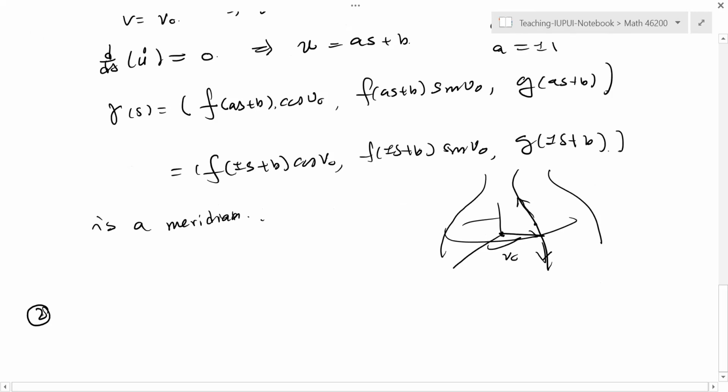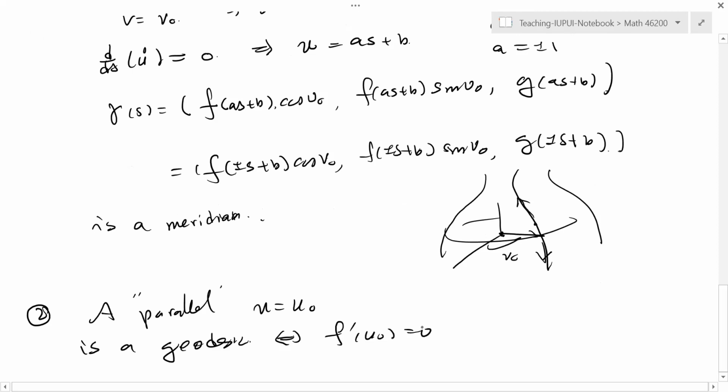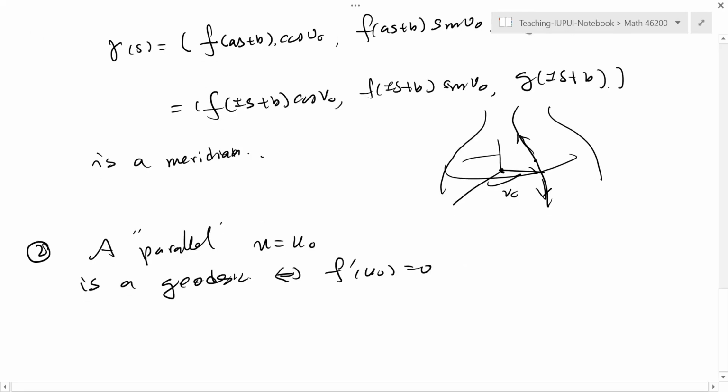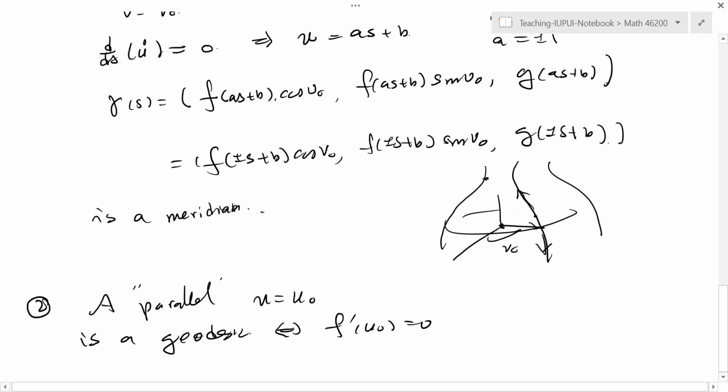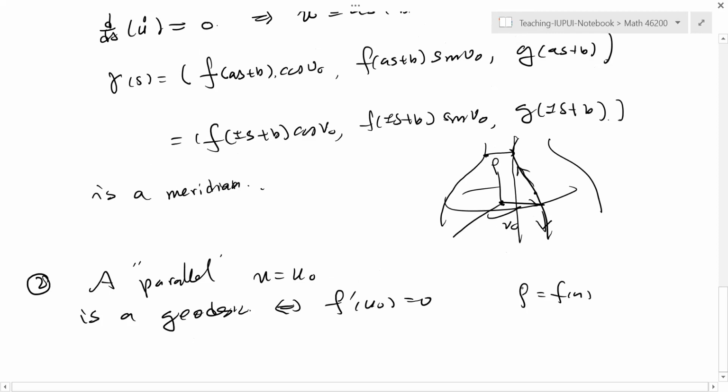Second, a parallel, where u equals u0, is a geodesic if and only if f prime of u0 is 0. To see that, let's understand the geometric meaning. Remember the distance from that point to the axis is rho, and rho is going to be f of u, right? So as long as u0 is a critical number, for example when rho has a minimum or maximum value, those give you a geodesic.